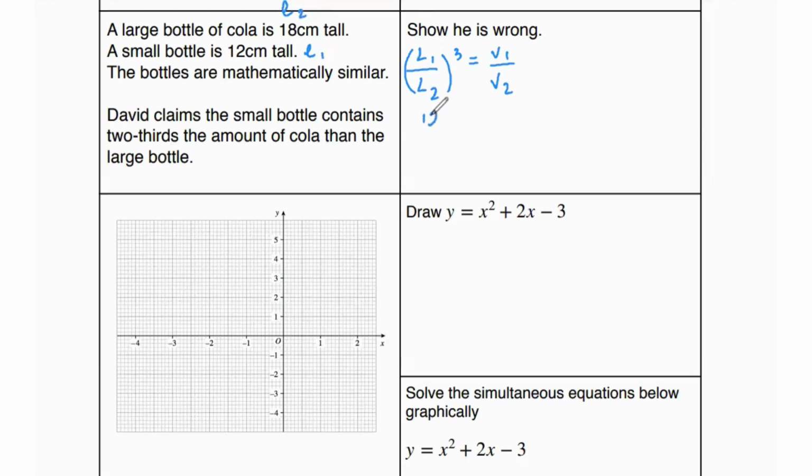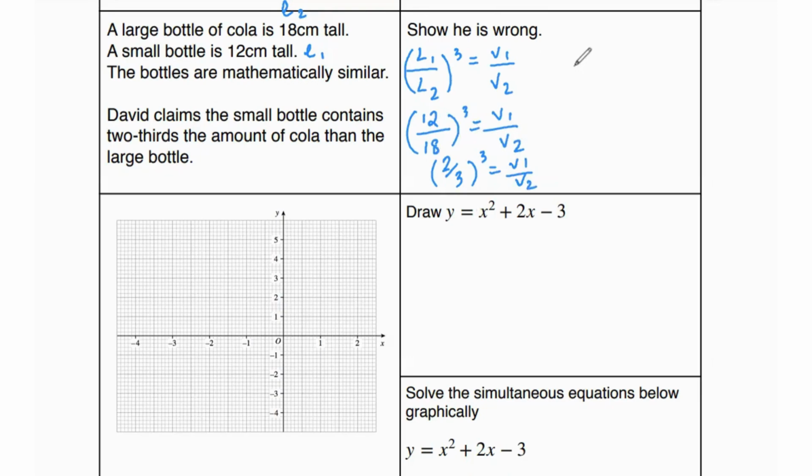So 12 over 18 whole cube equals volume 1, which is for the small bottle, over volume 2, which is the volume of the large bottle. So 12 over 18 can be simplified to 2 over 3. So 2 over 3 cubed is V1 over V2.